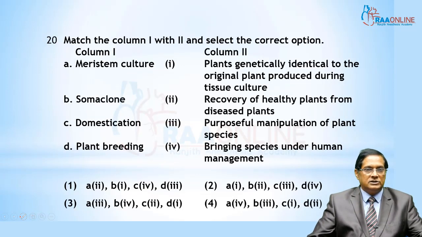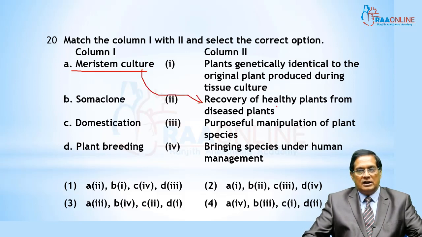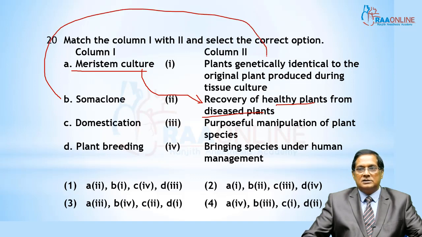Now during tissue culture, meristems are germ free, pathogen free. That's why the second one is correct, that is recovery of healthy plants from diseased plants. First one. Then somaclones, that is all the plants are very similar in genotype as well as phenotype. They are obtained by tissue culture. With A, 2 is the answer, and with B, 1 is the answer. And here these two cases are similar, so we have to go for the third option also.